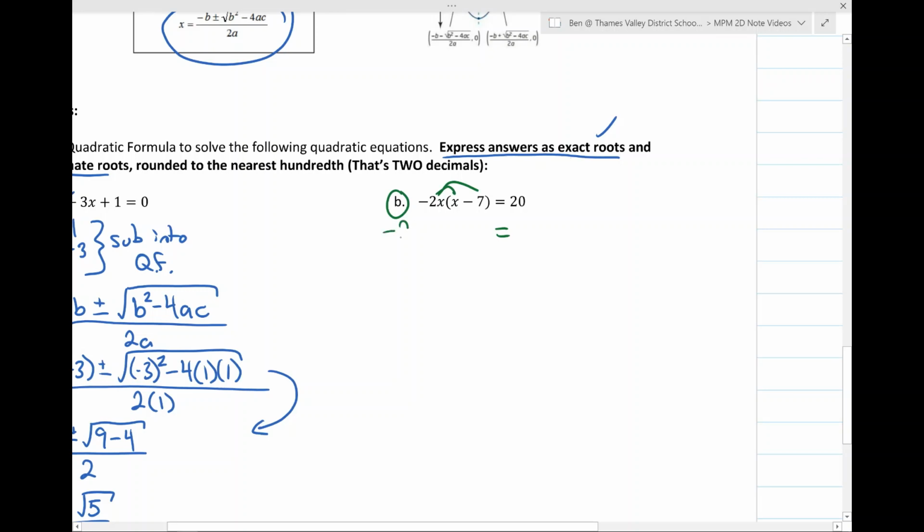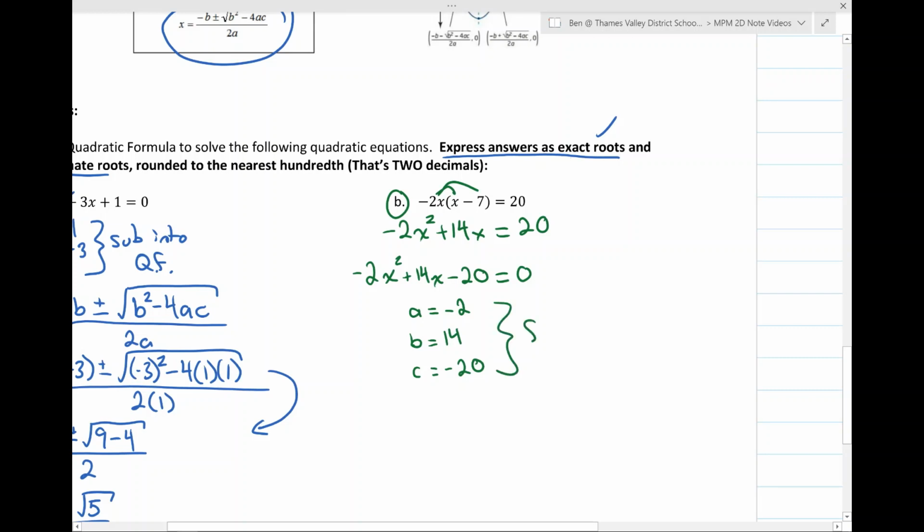That's negative 2x squared plus 14x equals 20. And then I'm going to move everything over to this left-hand side. So I'll subtract 20 from each side. So negative 2x squared plus 14x minus 20 equals 0. There I have my 0 on the right-hand side. That means it's ready for the quadratic formula. If it's ready for the quadratic formula, I need my a term. A equals negative 2, b equals 14, c equals negative 20.